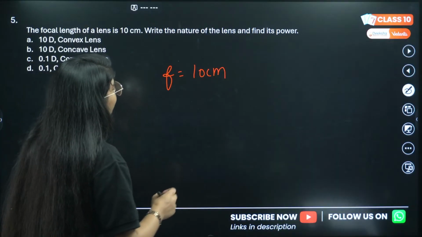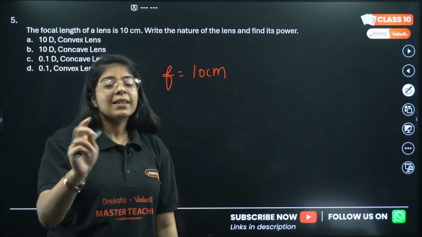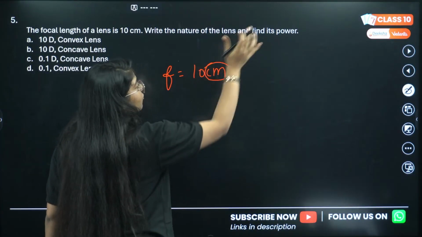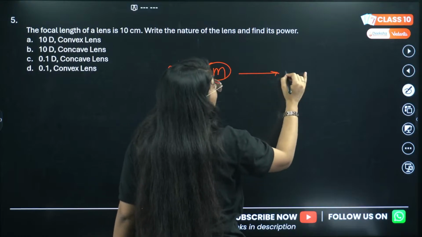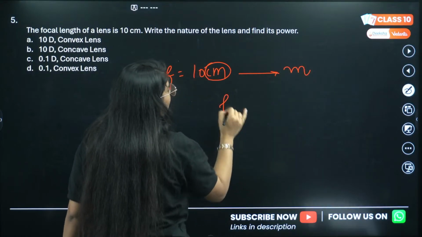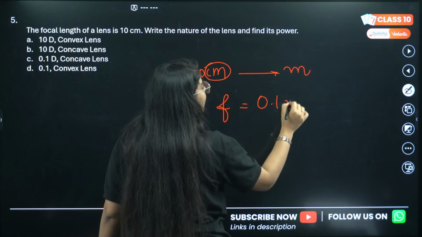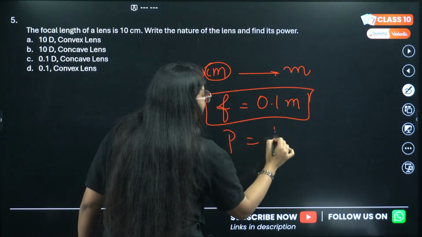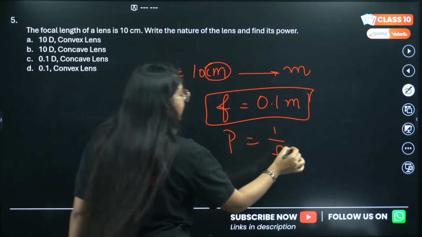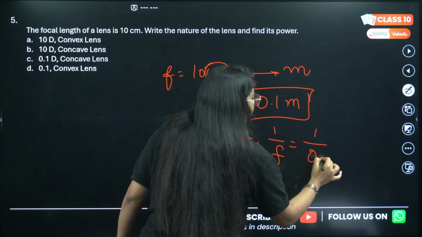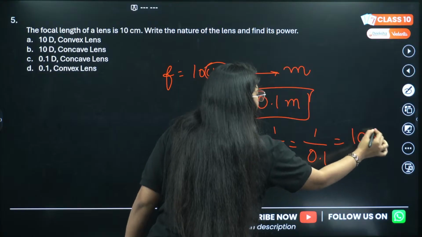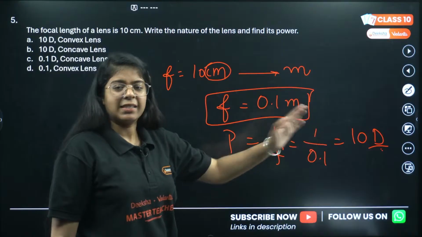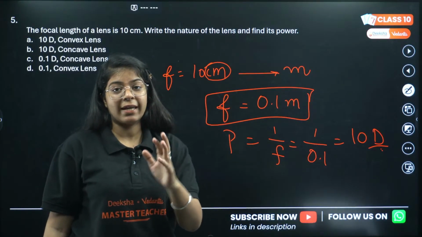Let's just see how to do that. The only thing that you need to take care of in this question is that this is in centimeter. For power, we need to convert the focal length into meters. So focal length will be 0.1 meter, correct? And then we know that power is the reciprocal of focal length. That is 1 by 0.1, that is 10 diopter. Now you can write diopter because now focal length is in meters. That is the only thing I need you to take care of in these questions.